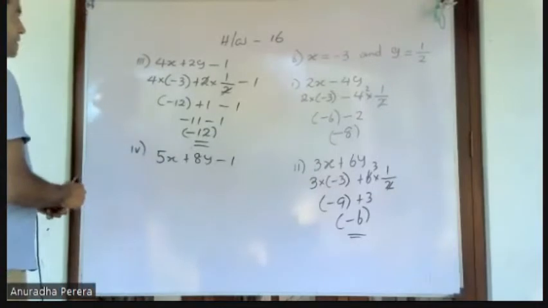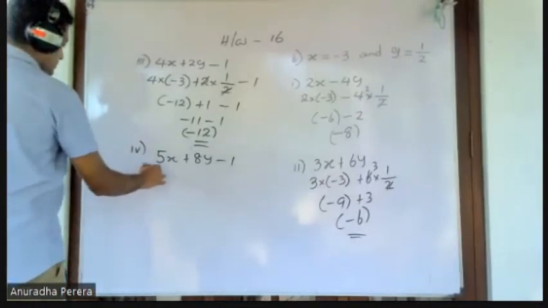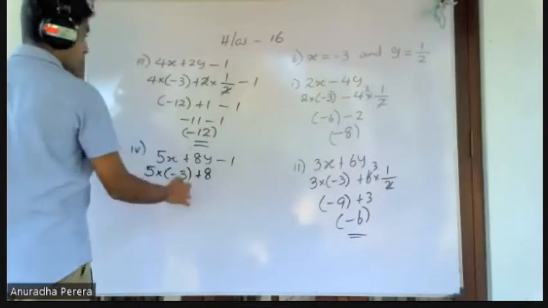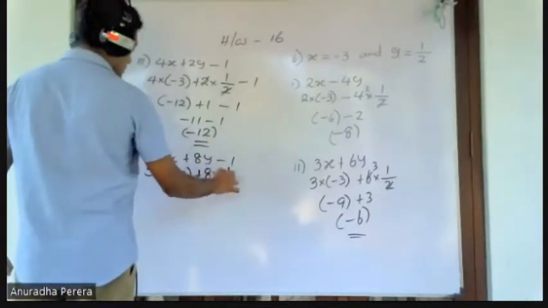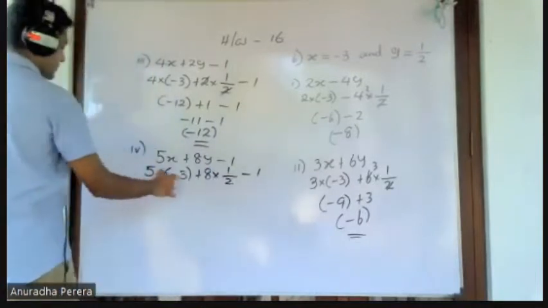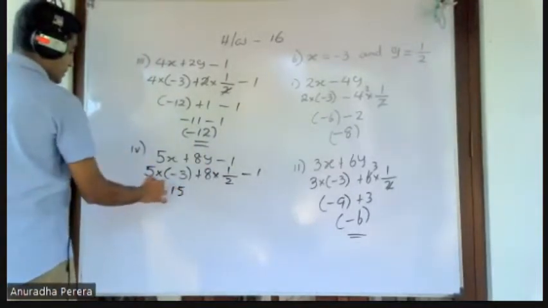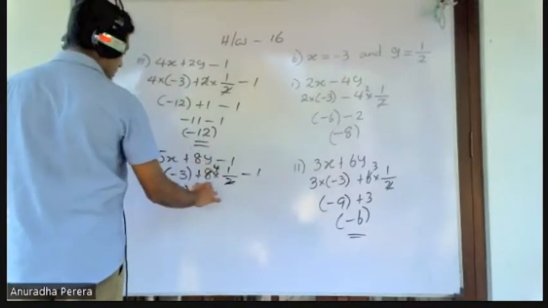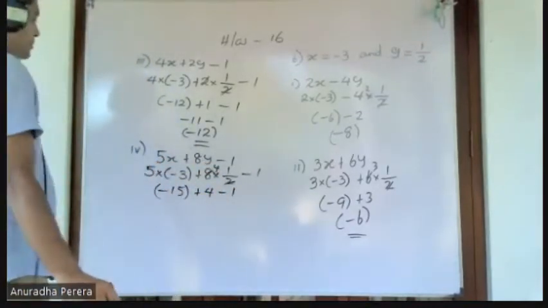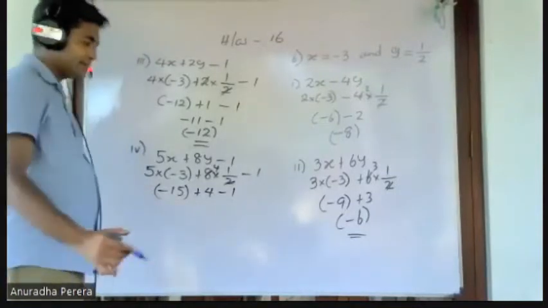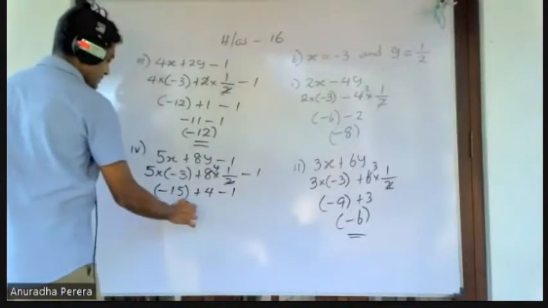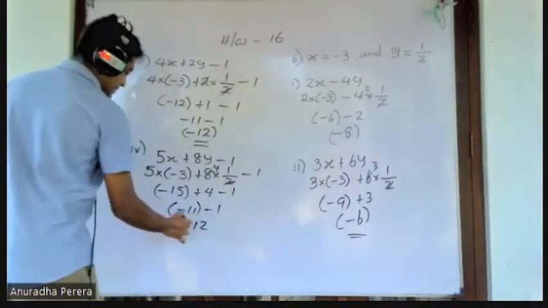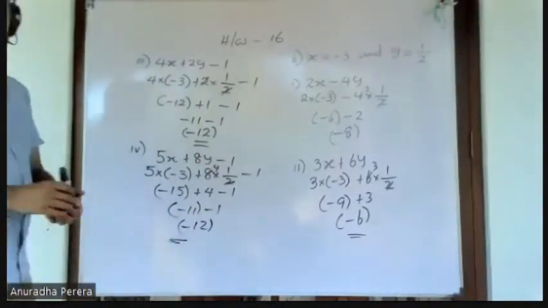Right. 5 times minus 3, 8 times half, minus 1, minus 15, right? Simplify this. Plus 4 minus 1 minus 15 plus 4, what is it? Minus 11. And finally, what is the answer? Minus 12. Yes, again minus 12. Make corrections.